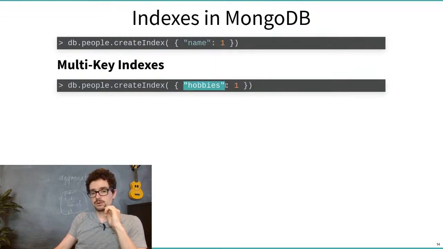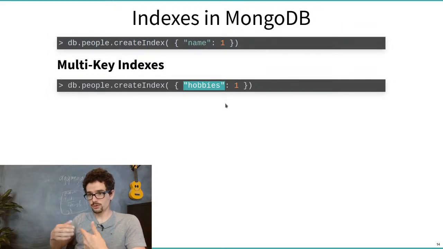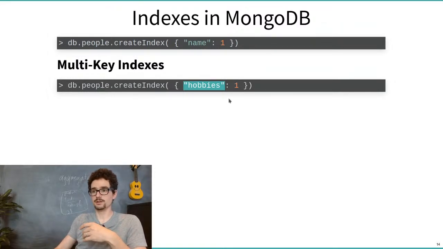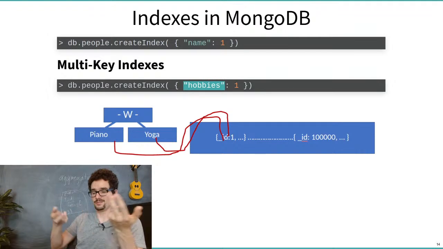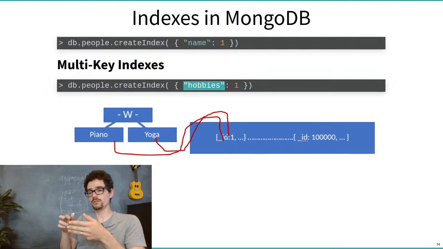If I have an index on a field which is an array in my newly inserted document, for example, an index on the field hobbies, and I insert a document with hobbies yoga, tennis, piano, then my document is inserted as often in that tree as I have elements in that hobbies array. And this makes it possible to search something within an array, like we saw for the index on JSON data in PostgreSQL.